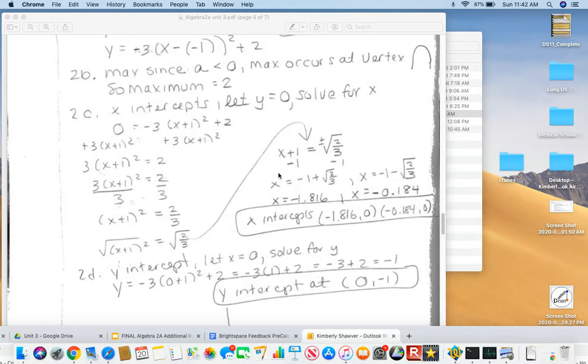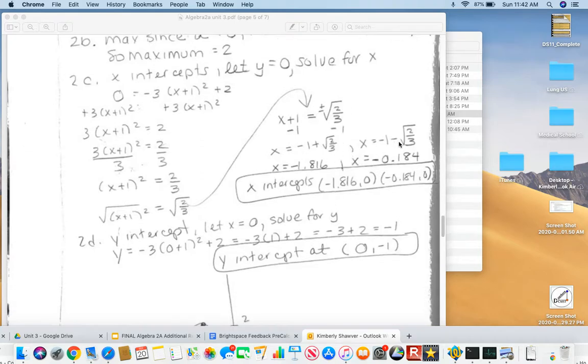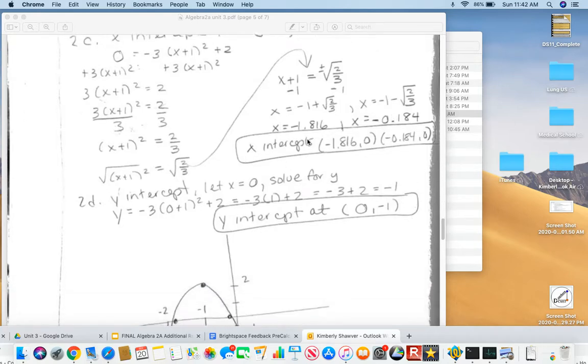Now to get x by itself, I subtract 1 from both sides, and I have these two equations, which again, you're going to need a calculator. So minus 1 plus the square root of 2/3 is negative 0.18, and minus 1 minus the square root of 2/3 is negative 1.816. Actually, I think I might have gotten these mixed up. I think this one goes with this one, and this one goes with this one. And then you write them as ordered pairs.